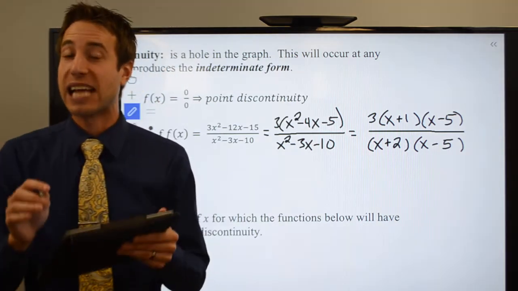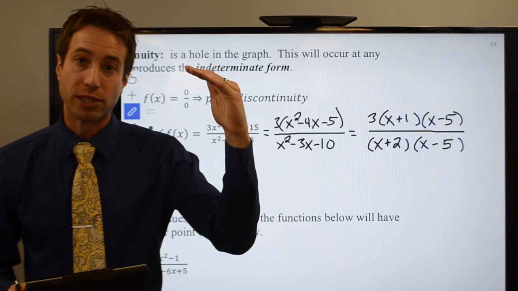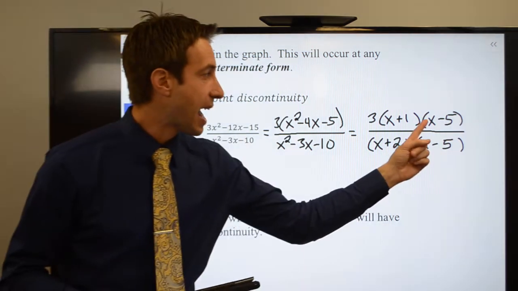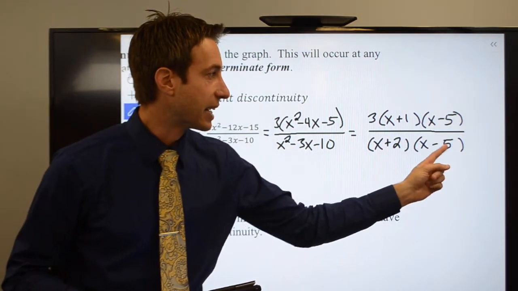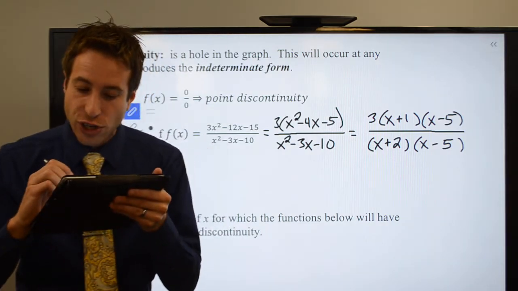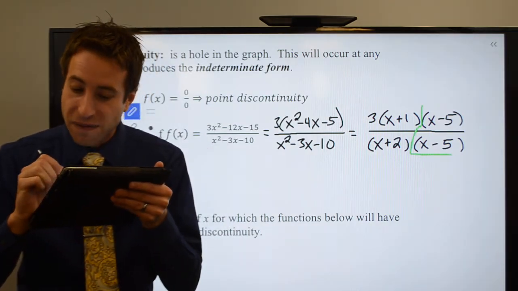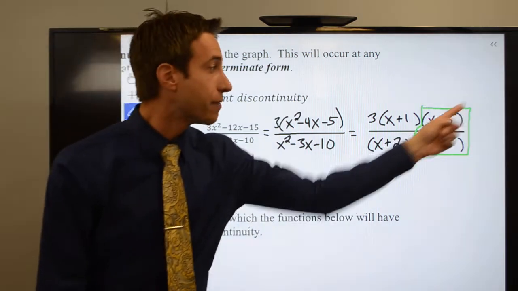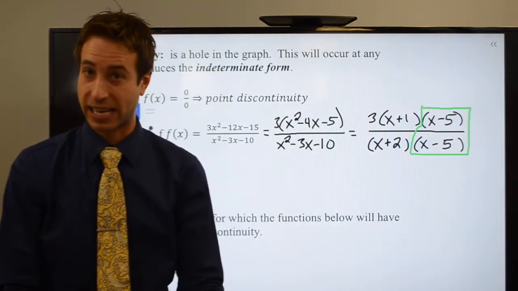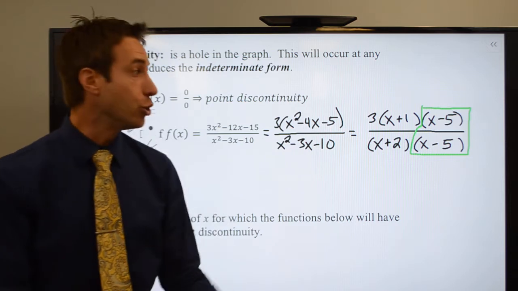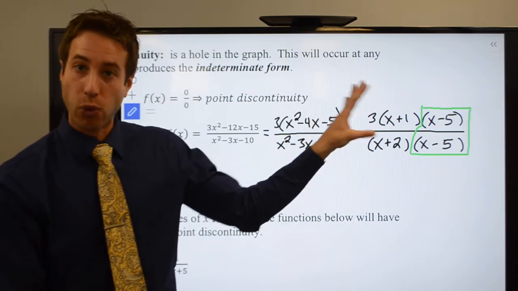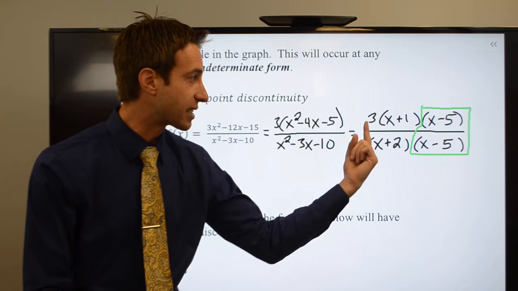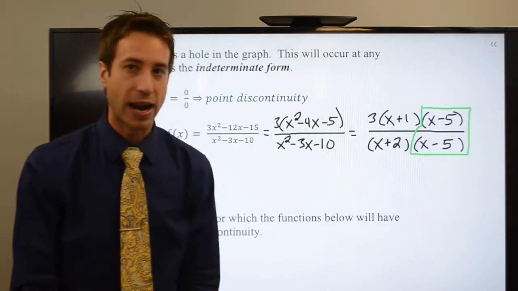And here's hopefully what you recognize. I have the same factor in both the top and the bottom. x - 5, x - 5. Now, in section 1 of this chapter, what we would have done is said, oh, those factors cancel each other out, and reduced this rational function down to just 3 times x plus 1 over x plus 2.